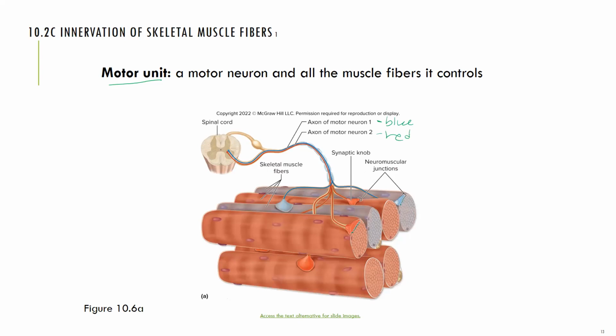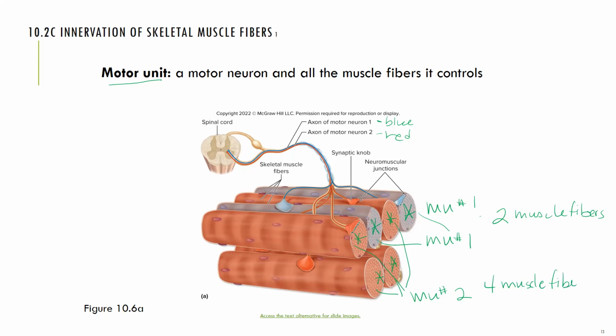If we look at what they're connecting to, you can see that this muscle fiber and this muscle fiber are part of motor unit number 1. And then the red ones, this muscle fiber, this one, and this one, all the ones that are colored red, are part of motor unit number 2. Now, this one only has 2 muscle fibers. This has 4 muscle fibers.